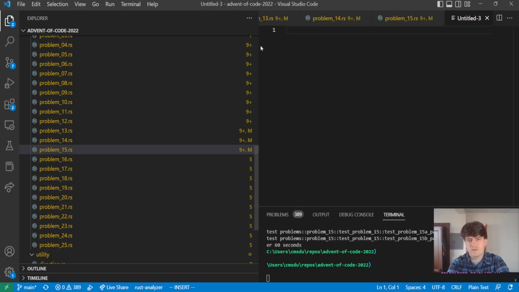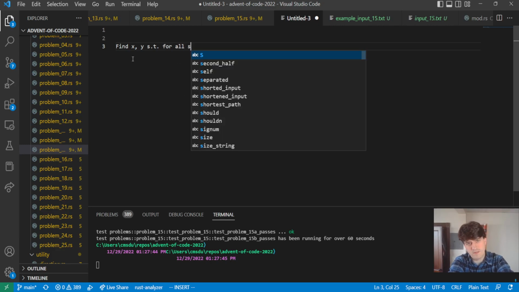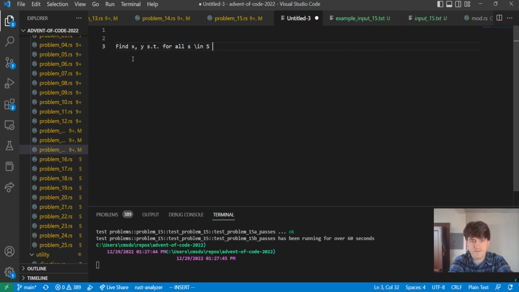So just to think about this for a moment, we're being asked something like: find xy such that for all sensors in the set of sensors, xy is greater than the radius of that sensor.